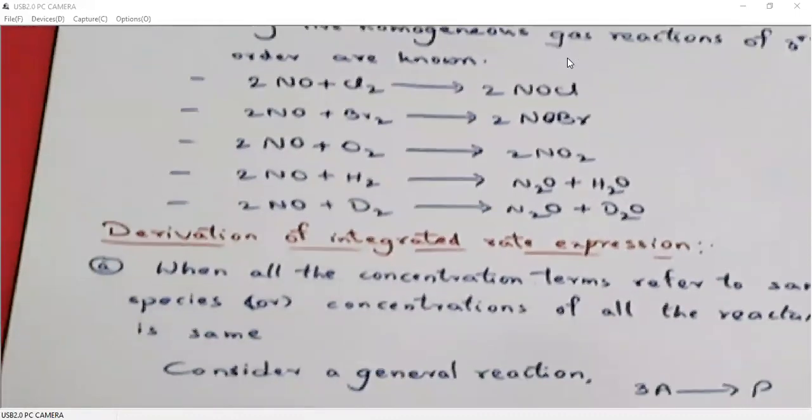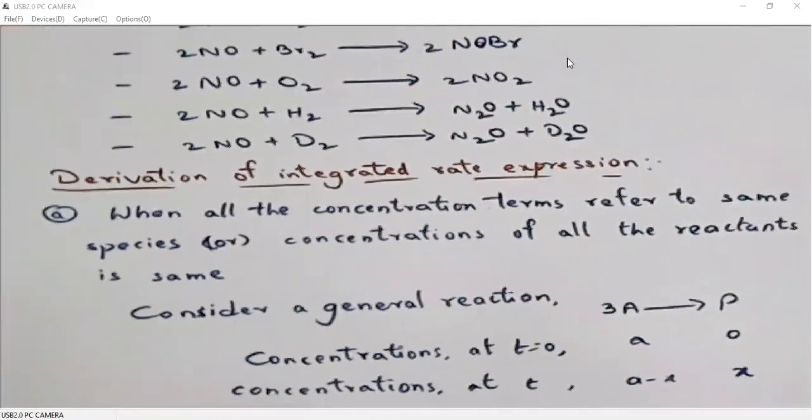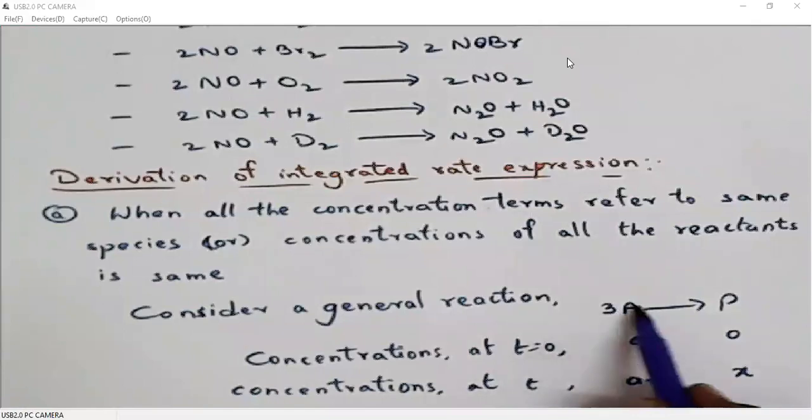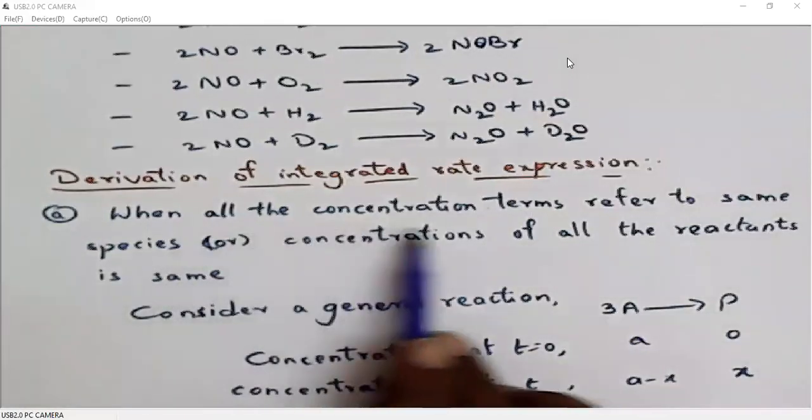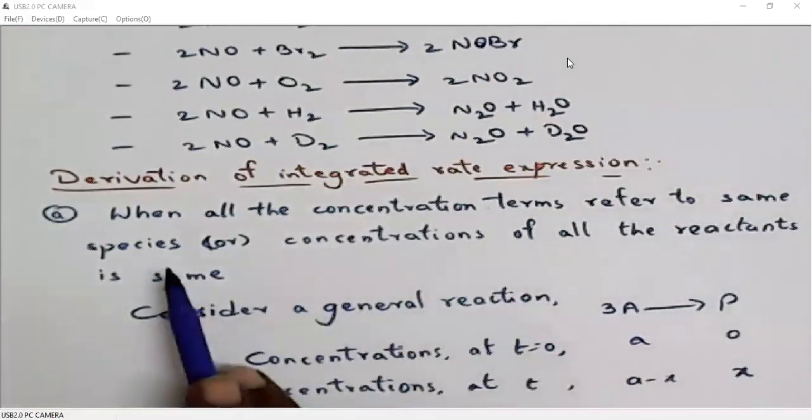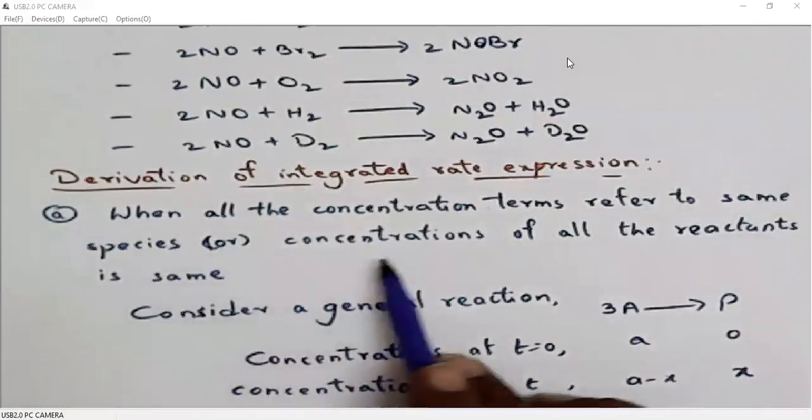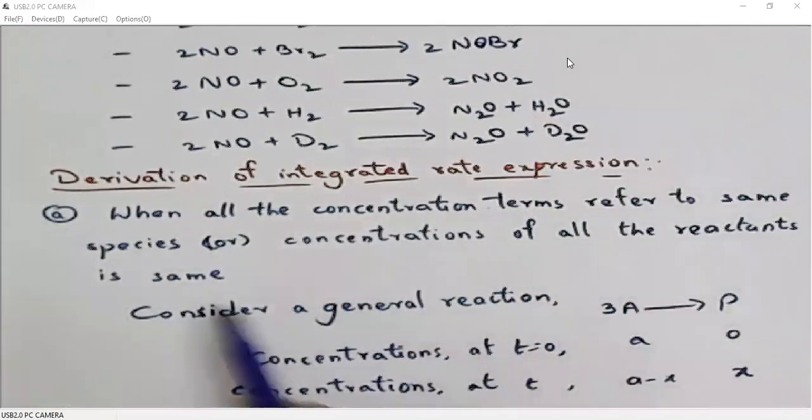Again, we will have different cases. First, we will consider this. When all the concentration terms are same, or if you have different terms A, B, C, then if the concentrations of all these terms are same, if we are starting with 3 molecules of A, or if we are starting with 3 different reactants whose concentrations are same, when all the concentration terms refer to same species or concentrations of all the reactants is same.